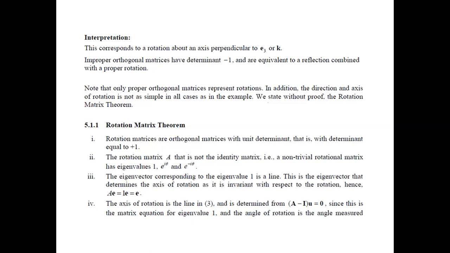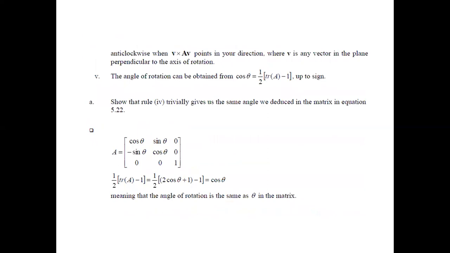The axis of rotation is the line in R3, and is determined from A minus I times E equals 0, since this is the matrix equation for eigenvalue 1. And the angle of rotation is the angle measured anticlockwise when V cross AV points in your direction, where V is any vector in the plane perpendicular to the axis of rotation. 5. The angle of rotation can be obtained from cos theta equals half into trace of A minus 1, up to sign.